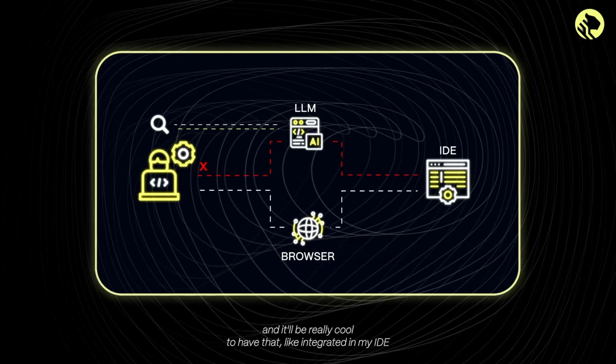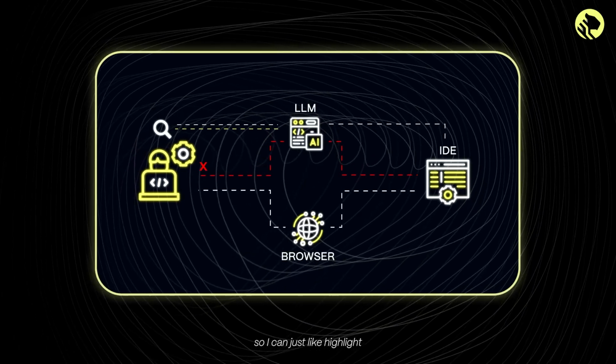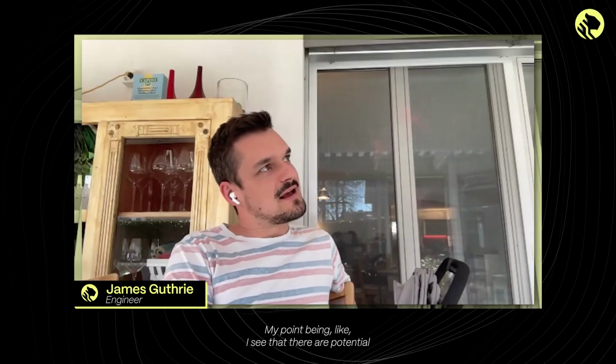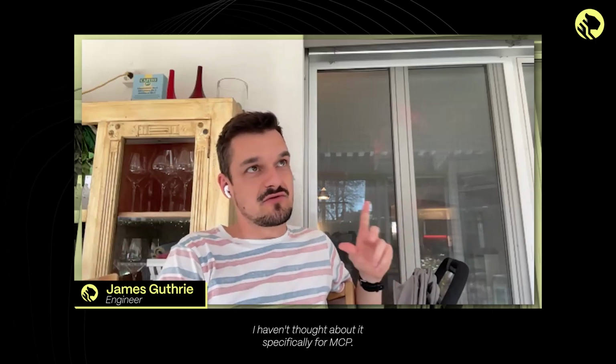I can just say, hey, make this less ugly, and it'll spit me back something else. And it would be really cool to have that integrated in my IDE, so I can just highlight the text, right click, refactor, and it just does it for me. And I'm pretty sure that with Cursor, Windsurf, whatever, you can do that. I don't know. I've never used them. I assume that you can. My point being, I see that there are potential use cases where you would integrate, let's say, LLMs broadly. I haven't thought about it specifically for MCP.